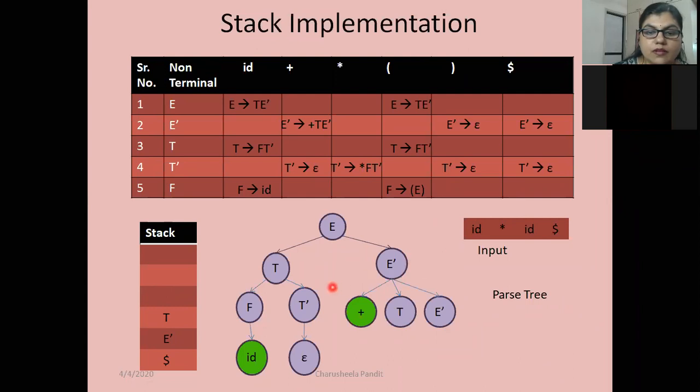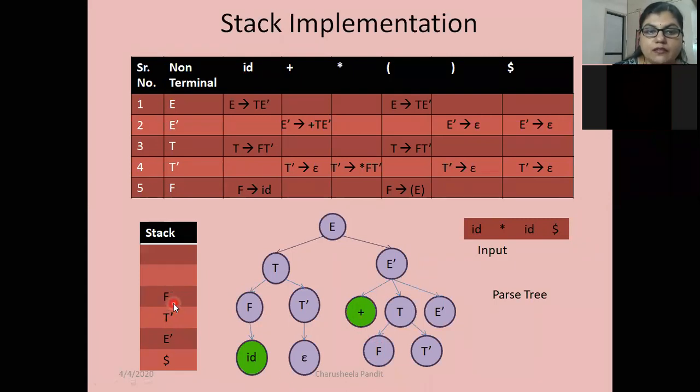So the current symbol on the top of the stack is T. So T's row, ID's column. T gets expanded to F T dash. So we will pop T and push T dash first and then F, so that we'll have F on the top of the stack. Here F is what will get parsed next. That is the reason we got F here.